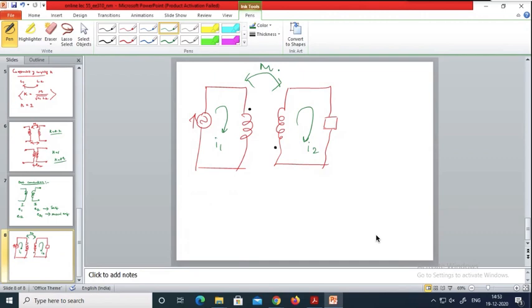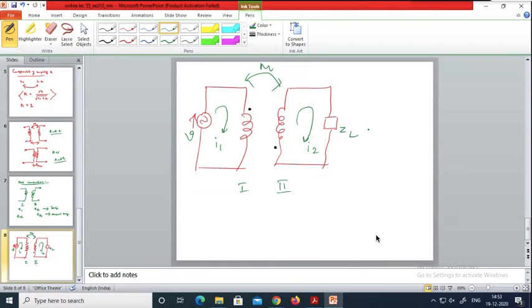Okay, so now what is happening here? Due to this voltage V, there is a current I1. As a result, some flux is being generated in the coil number 1, and this flux links the coil number 2. Due to this change in flux, there is some voltage in the coil number 2, and due to that voltage, there is some current I2 which is flowing through ZL.